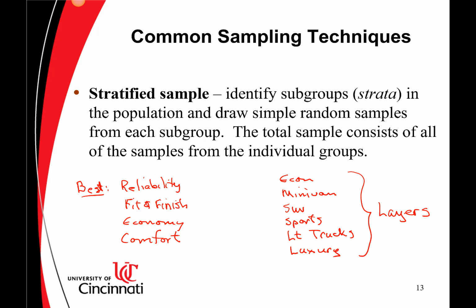The idea of a stratified sample is to identify the various subgroups, and then within each subgroup, for example, within the economy class, you draw a simple random sample of cars coming off the line. From the minivans, you do a simple random sample and you pull those cars off to the side for your study. And write down through every single classification or strata of vehicle that you're studying.